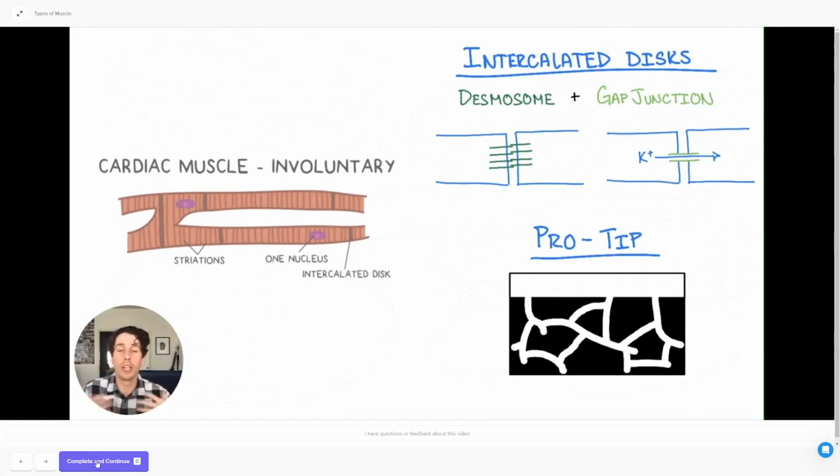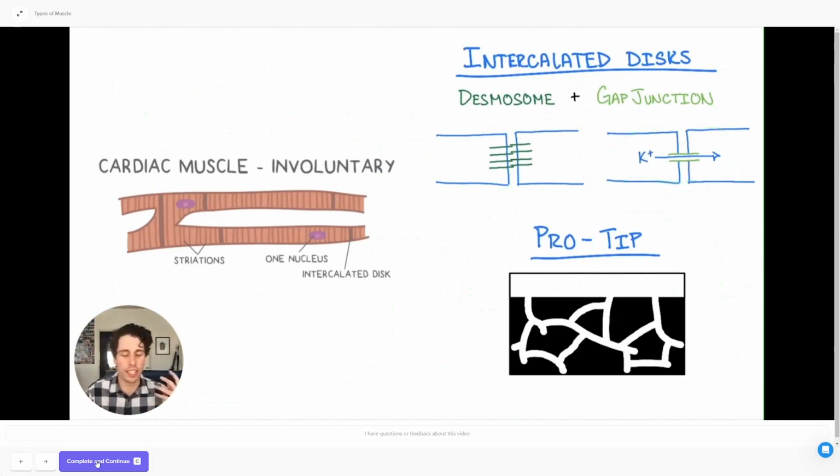And this is really important because we need all the cells of the heart to contract at the same time. As these gap junctions allow the ions to flow through, all of the cells are going to be able to depolarize at the same time. And that's going to allow the heart to contract at the same time as well. Without those gap junctions, we'd be kind of in a mess. So these are really important to help the heart contract normally.